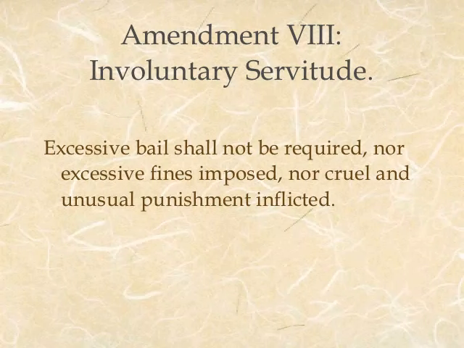Amendment 8 talks about involuntary servitude, and it says excessive bail shall not be required, nor excessive fines imposed, nor cruel and unusual punishments inflicted. The history behind this is the Walnut Street Jail was between the hotel where the conventioners who were writing the Bill of Rights stayed and the Convention Hall where they went to write it. And when they walked this walk every morning or every evening, they could hear people being tortured in the Walnut Street Jail, either being whipped or branded or maimed.